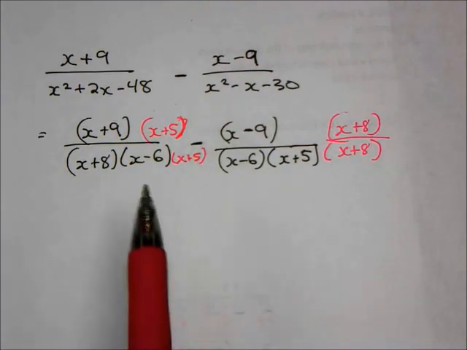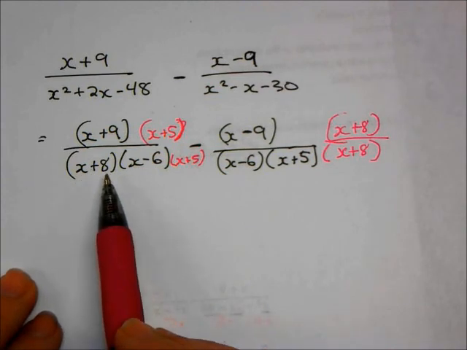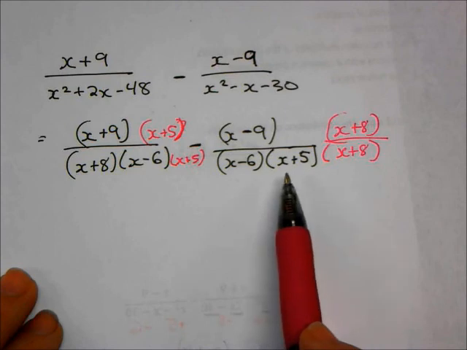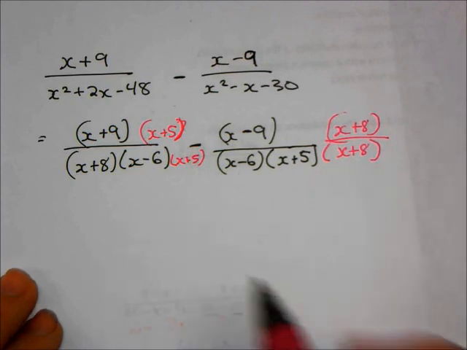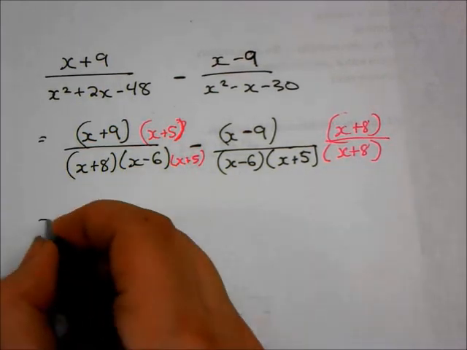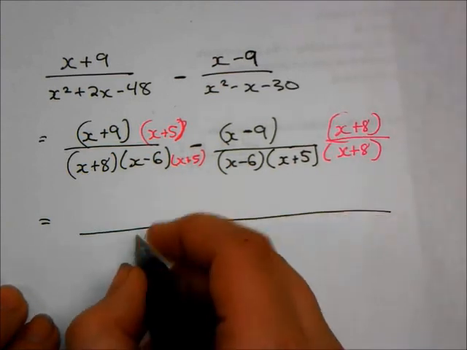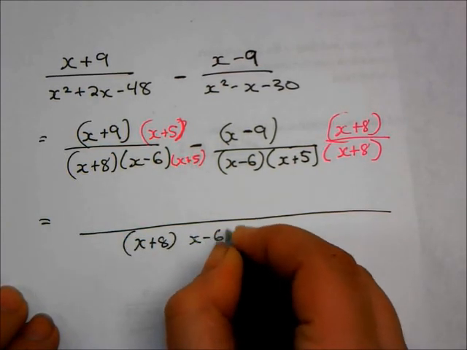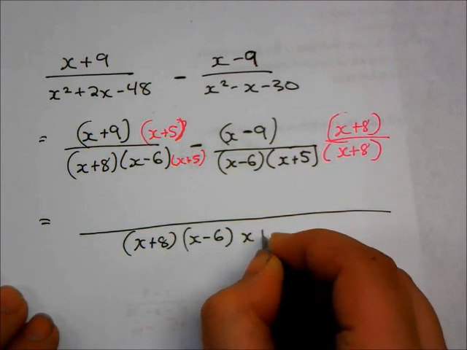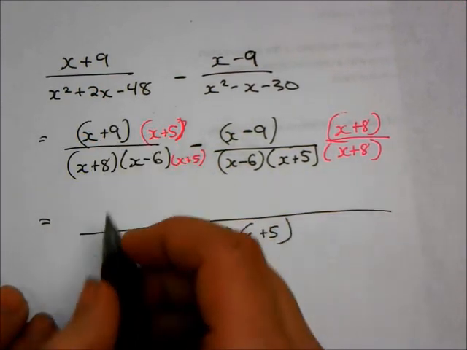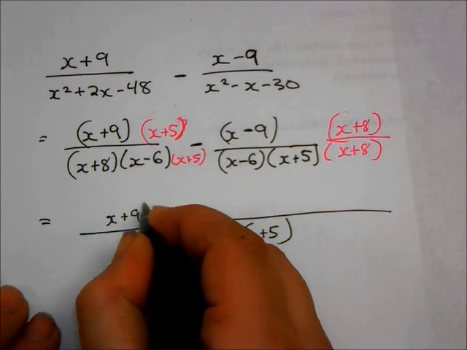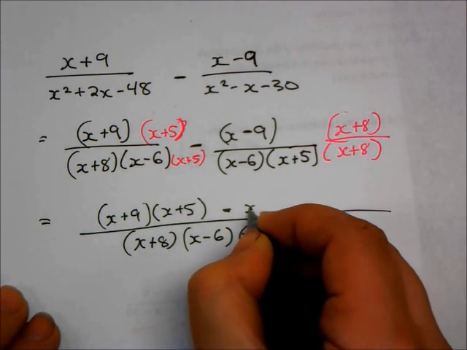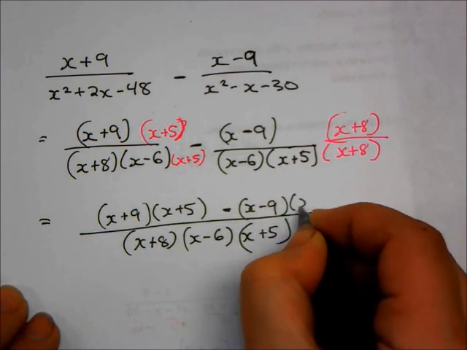Alright, so now my common denominator is x plus 8, x minus 6, and x plus 5. So my giant common denominator is going to be (x plus 8)(x minus 6)(x plus 5). My numerator is going to be (x plus 9)(x plus 5) minus (x minus 9)(x plus 8).